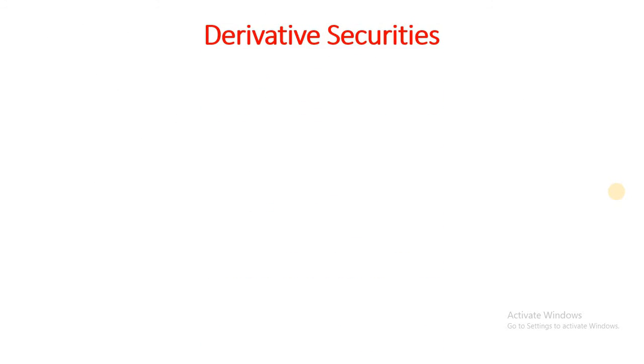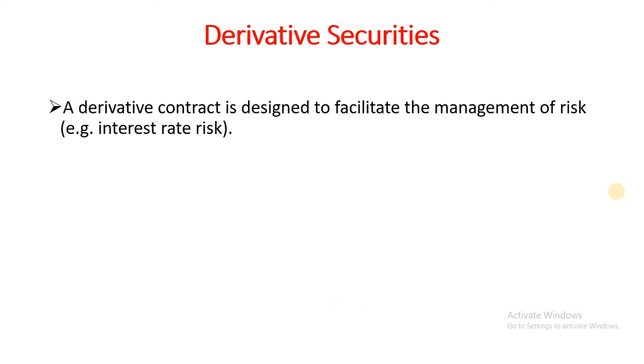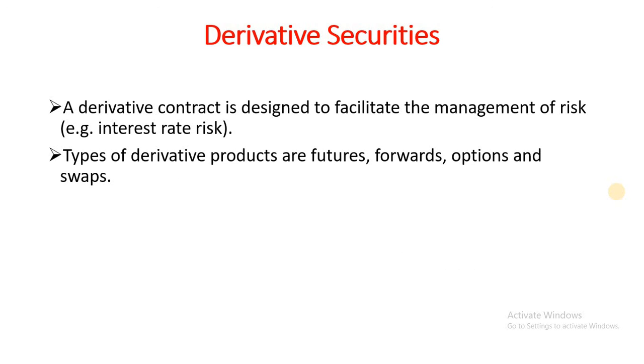Finally, we look at derivative securities. A derivative is a financial contract which facilitates the firm's risk management. For example, one can use derivative securities for interest rate risk management. There are four types of derivative securities, which are futures contracts, forward contracts, options, and swaps.